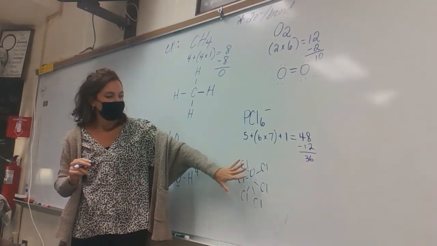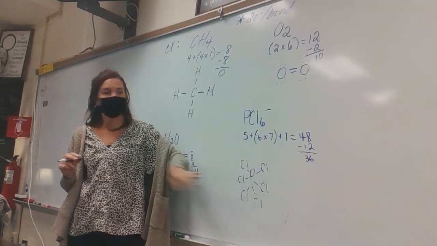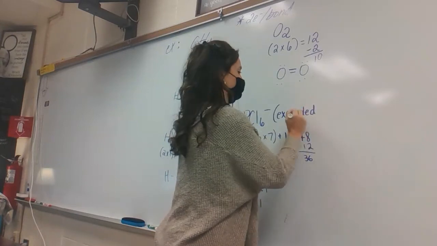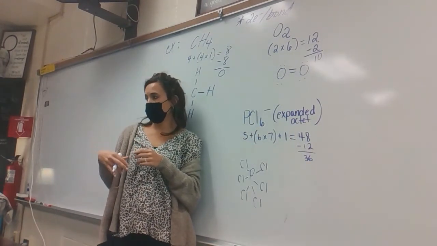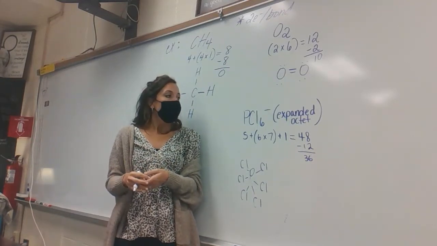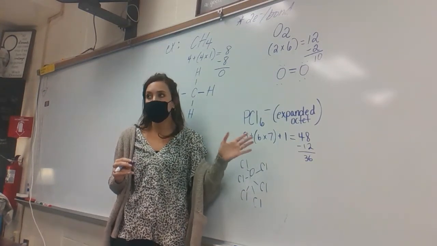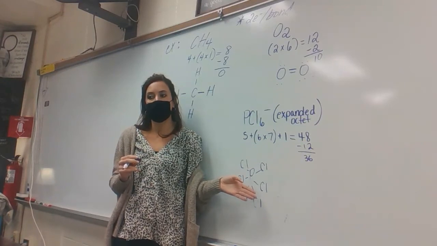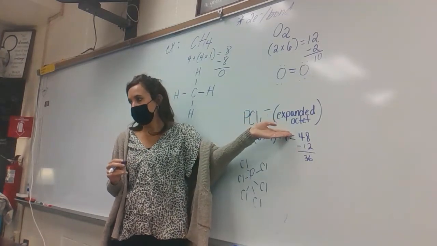Probably a lot of you are thinking that this is not following the rules. Phosphorus has more than 8 electrons. This is what we call an expanded octet. Atoms in period 3 and below are big enough that they can hold more than 8 valence electrons sometimes. You do not need to memorize which atoms have an expanded octet. All you need to know is if they tell you something has an expanded octet, that means you can make more than 8 valence electrons.